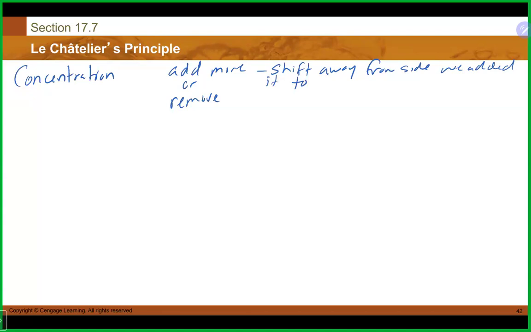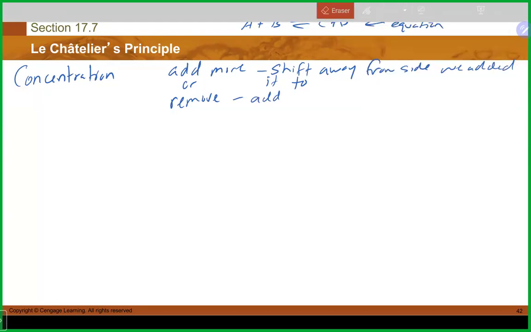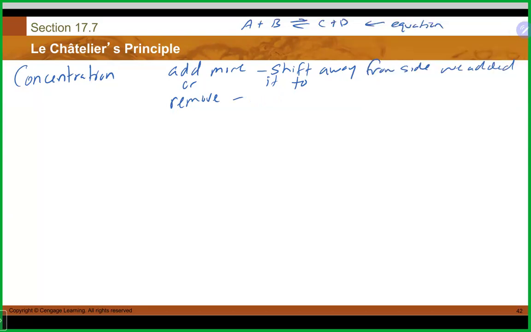Now, when we talk about sides, what we're talking about is the actual balanced equation. So when we talk about left-hand side, right-hand side, shifting to the right, shifting to the left, we're talking about the actual equation. Left-hand side of the equation is reactants, right-hand side is products. And in this case, if you add more reactants, it will shift away from the reactant side, go to the products. If you add more products, it'll go to the reactant side, shifting away from it. If you remove, it will add, I'm sorry, not add, it will shift towards the side you removed from.